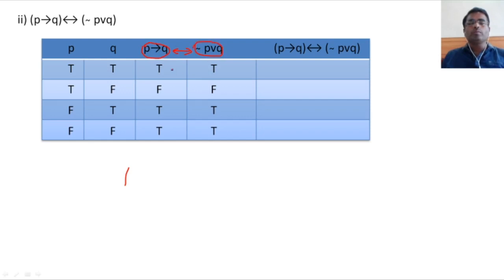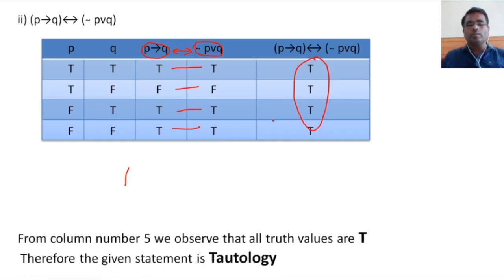So we will observe that for true true, the resultant is true. For false false, same values, therefore the resultant is true. For true true, the resultant is true. For true true, the resultant is true. So all the truth values are T only, therefore again it is a tautological statement. Next example.